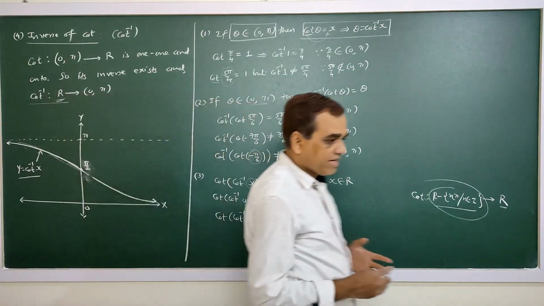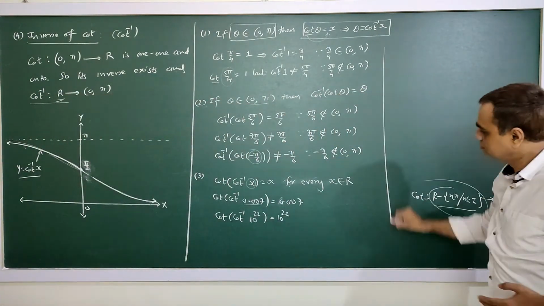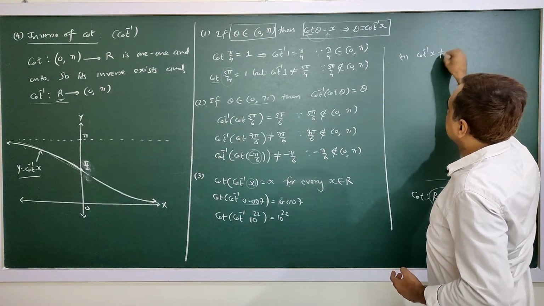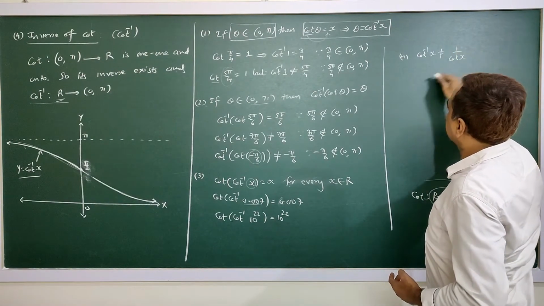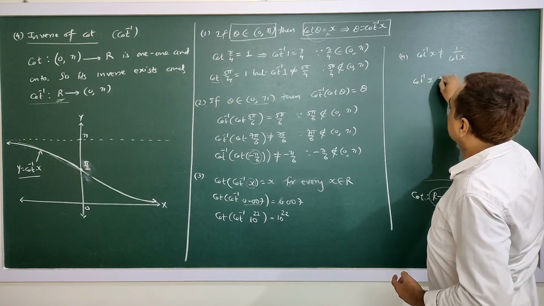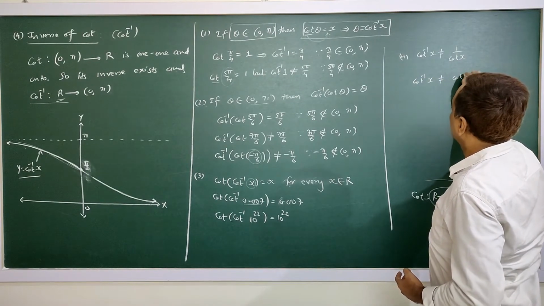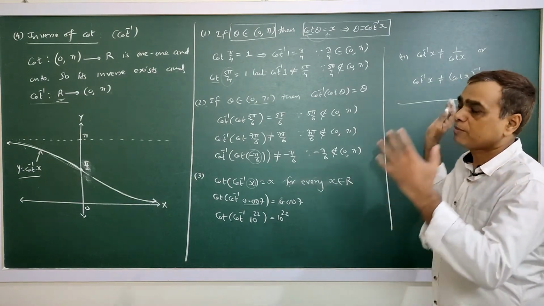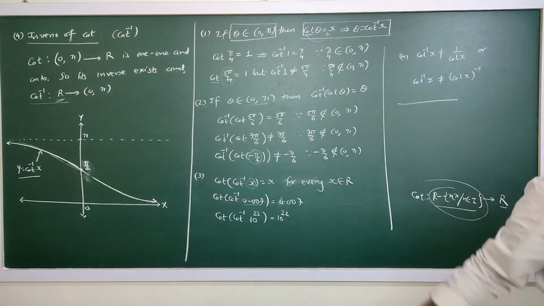And the fourth property, cot inverse x is not 1 upon cot x, or cot inverse x is not equal to cot x raised to minus 1. So these are the properties of cot inverse.